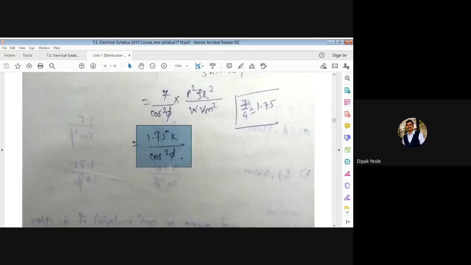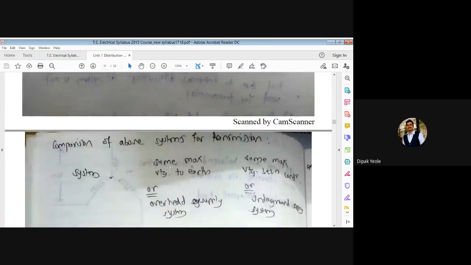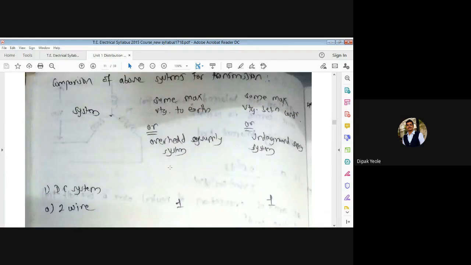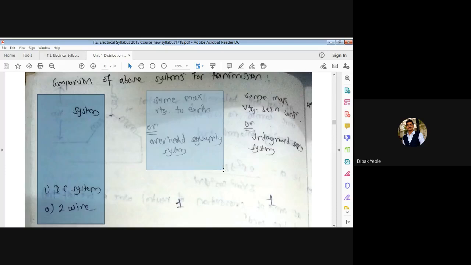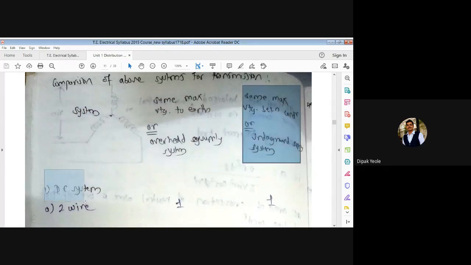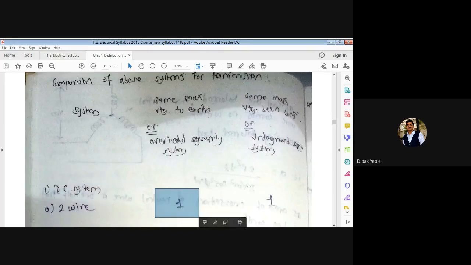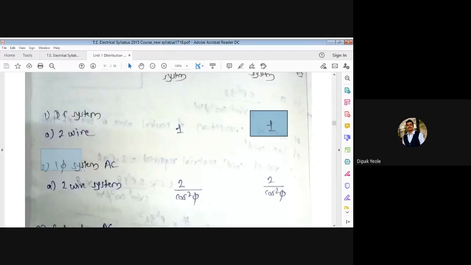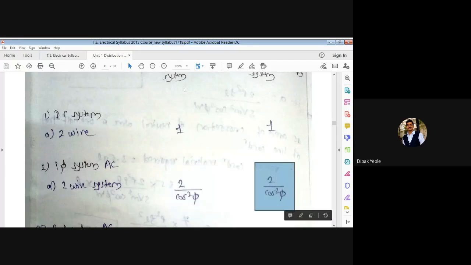Yes. Now the next point is the comparison. So this is the summary. This is the chart. Here you can see these are the systems. This is the overhead system and this is the underground system. For the DC 2-wire system, the comparison is same. One factor we are getting. For the single phase 2-wire system, the factor is 2 divided by cos square phi. The factor is same, 2 divided by cos square phi, for overhead also, for underground also.